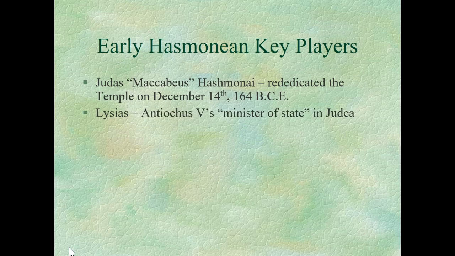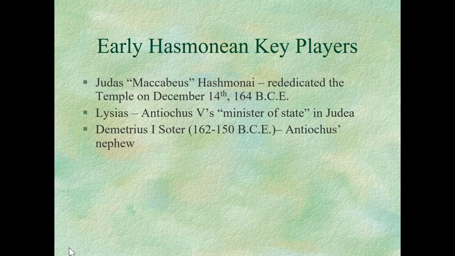Another one is Lysias. So Lysias is Antiochus the Fifth's minister of state in Judea. There's going to be a kind of independence to allow Jews to worship in their temple, worship their God, and to practice their faith, like circumcision and Sabbath observance, so that they don't have to adopt Hellenistic religions. They don't have to worship any gods that Antiochus orders. So although they're going to have this independence, there's still going to be this influence in the area from Antiochus through his minister of state, Lysias.